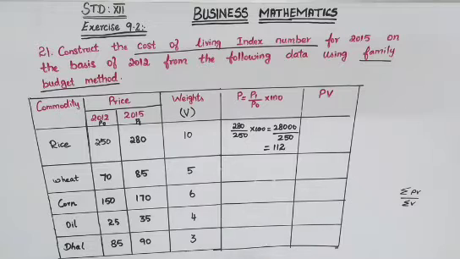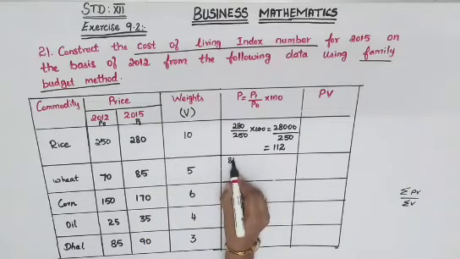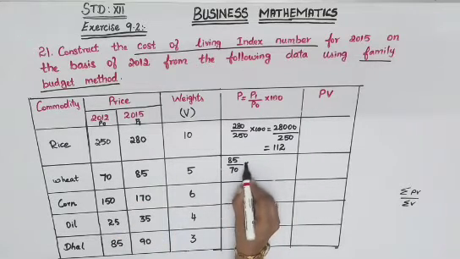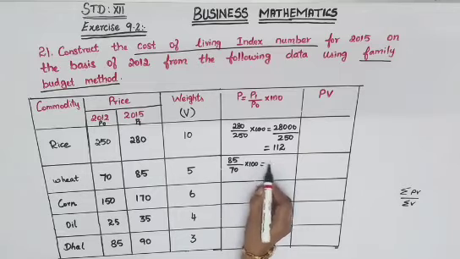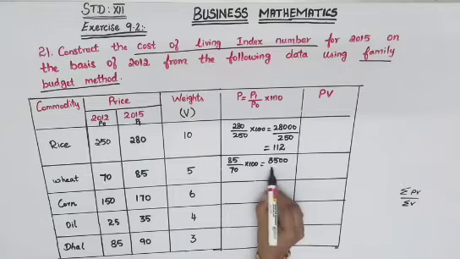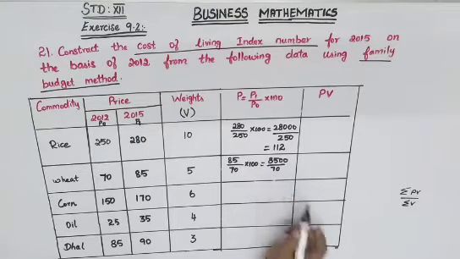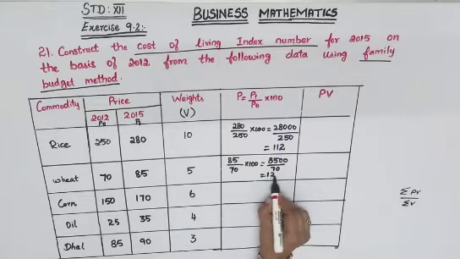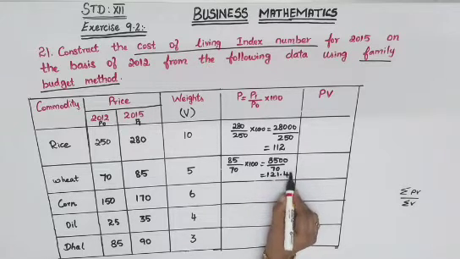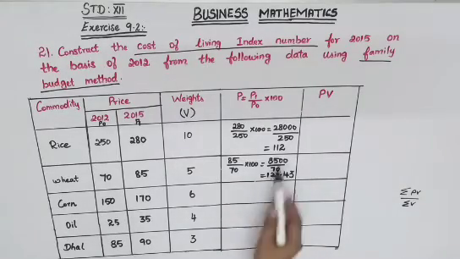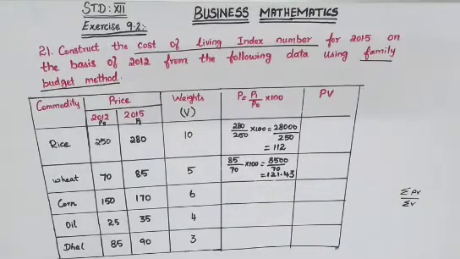The next one: again P1 is this 85. So 85 divided by P0, which is 70, into 100, which is equal to 8500, multiplying these two numbers, divided by 70. If you divide, you will get your answer 121.43. You can divide straight away and write only the answers also. This is for you all to understand. I am just doing the calculation part here.